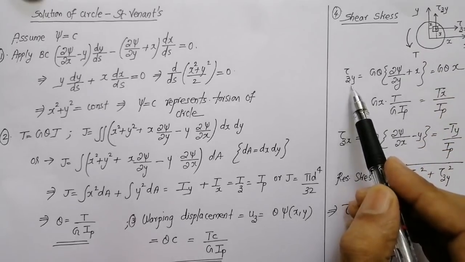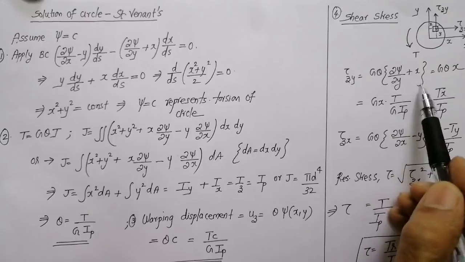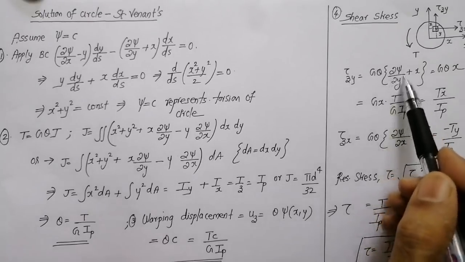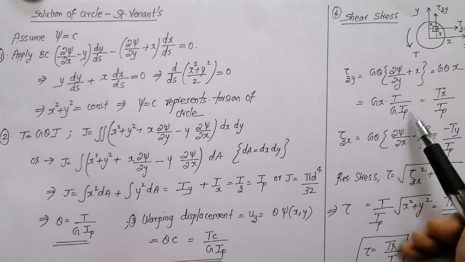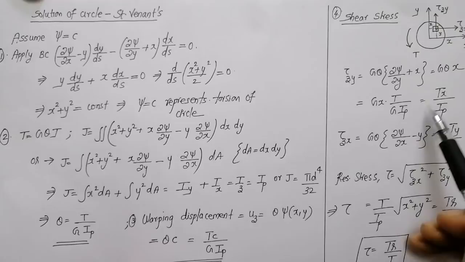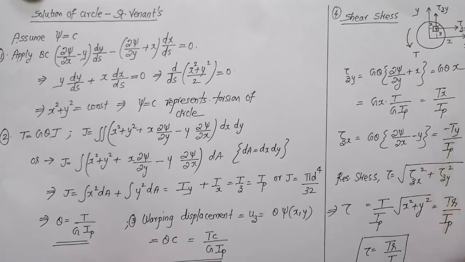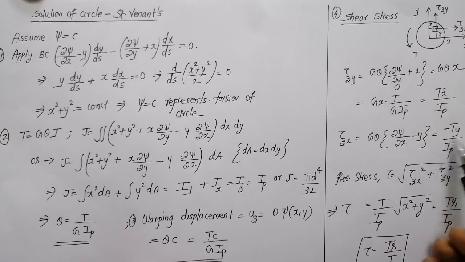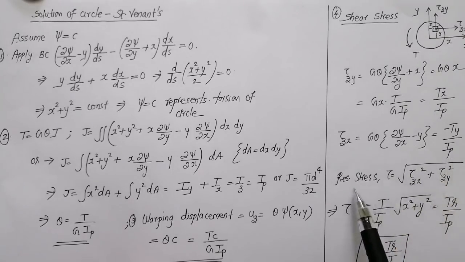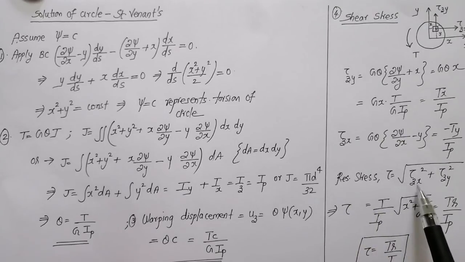From the equation tau zy equal to G theta into dou psi by dou y plus x, this term will be 0 because psi is a constant. We will get G theta x. So theta we have obtained as T by GIp. So G x into T by GIp gives Tx by Ip. Now tau zx is equal to G theta into this equation, which will yield minus Ty by Ip. So what is the resultant stress? Tau is equal to root of tau zx square plus tau zy square, which will give you tau is equal to Tr divided by Ip.